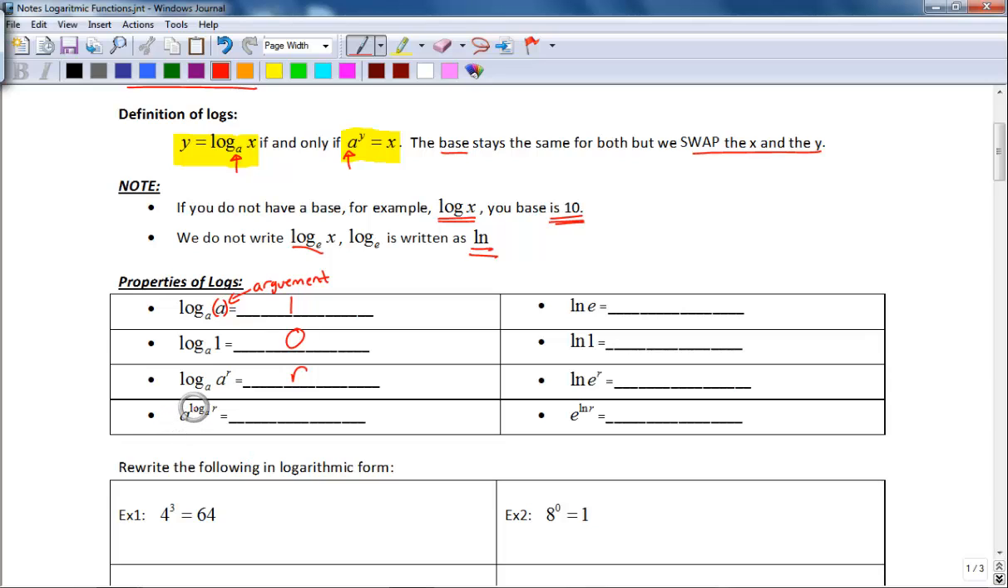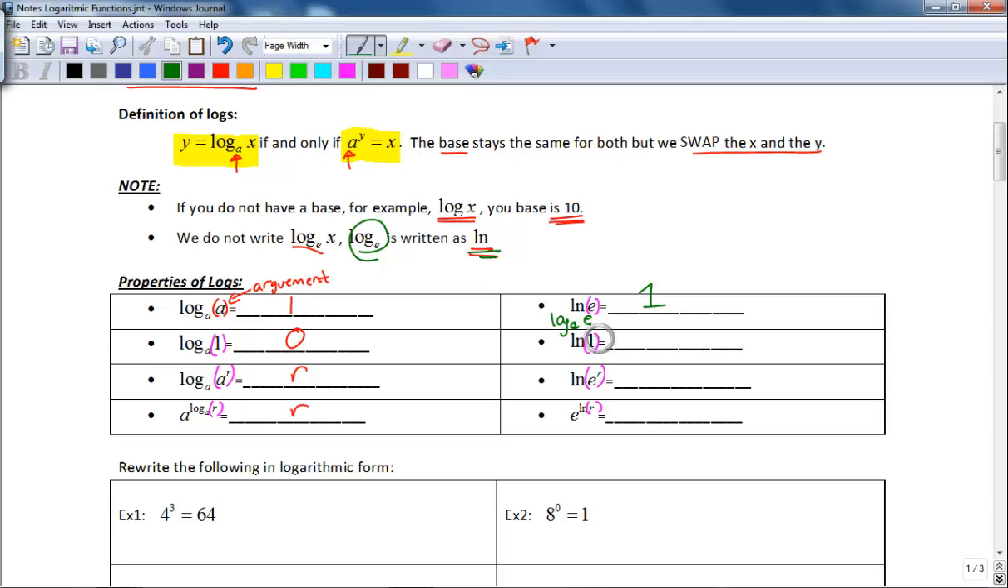Next one, if you have a raised to the log base a, so your base and base are the same, this is always just equal to r. Let's look at it in terms of the natural log side. Let's put all our arguments in parentheses. So here my argument is e. Well, what's the base? Remember, the natural log is log base e, so this is really log base e of e. When your base and your argument match, your answer is always 1.